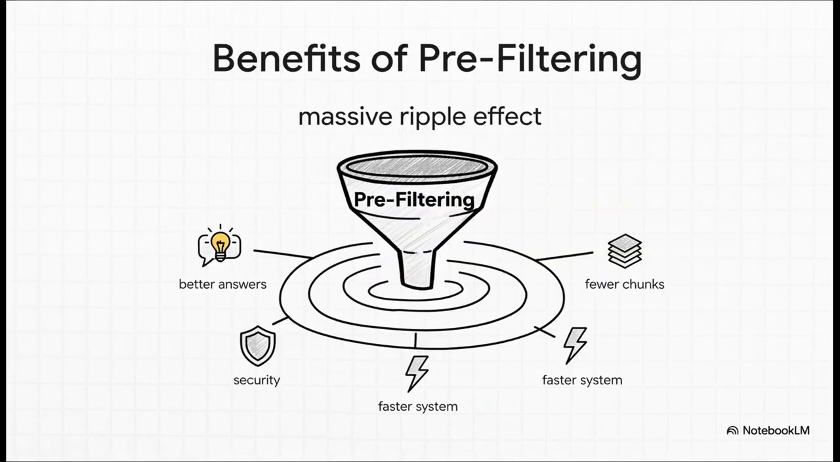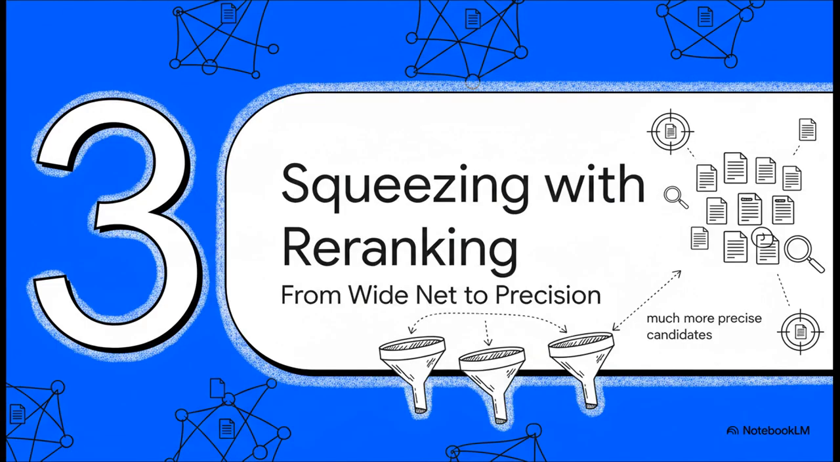And this one little change has a massive ripple effect. Seriously, it's not just about saving money on tokens. You get better, more relevant answers because you've cut out all the noise. You can enforce security rules by filtering based on user access levels. Oh, and your whole system gets faster because it's searching through way less data. It's a win-win-win.